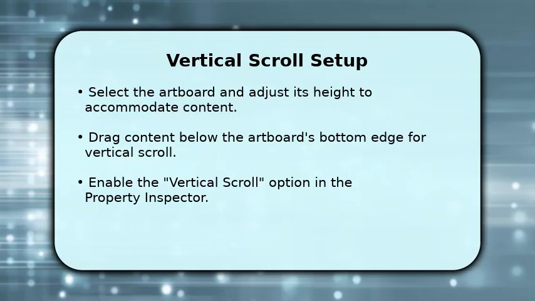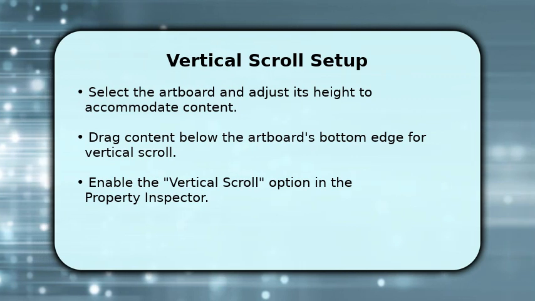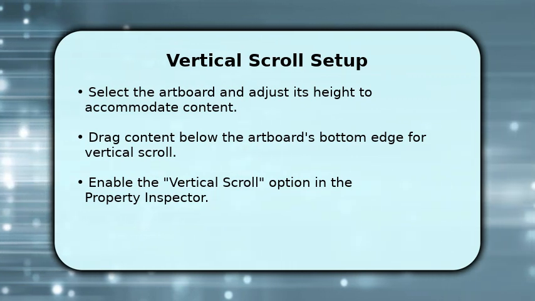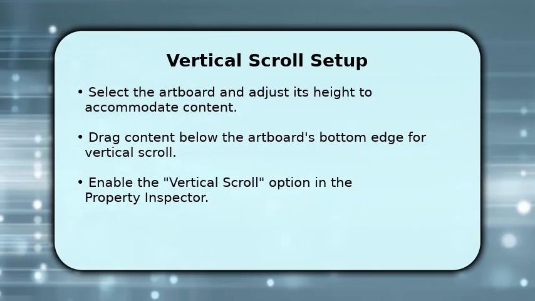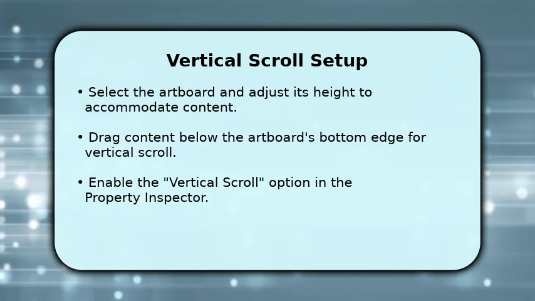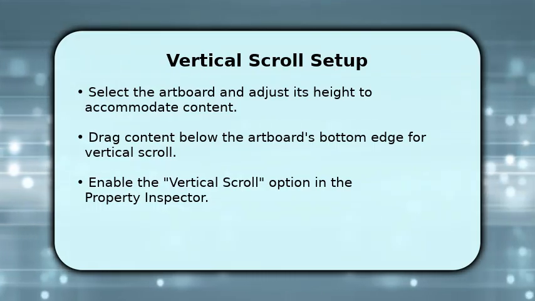To set up vertical scrolling, select your artboard. In the Property Inspector on the right, locate the scrolling section. Choose Vertical from the drop-down menu. Then, drag the bottom handle of your artboard upwards to define the visible viewport. Any content extending below this line will become scrollable.